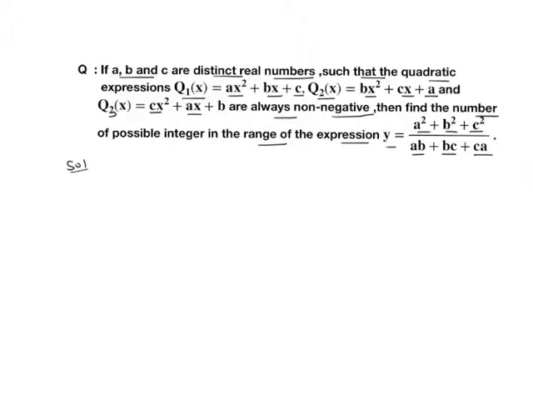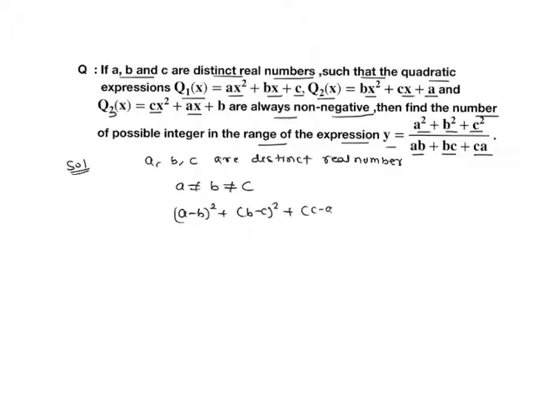Now the solution. Given a, b, c are distinct real numbers, so we can say a is not equal to b is not equal to c. So we can say (a minus b) whole square plus (b minus c) whole square plus (c minus a) whole square is always greater than 0. Here we can say a square minus 2ab plus b square plus b square minus 2bc plus c square plus c square minus 2ac plus a square is greater than 0.